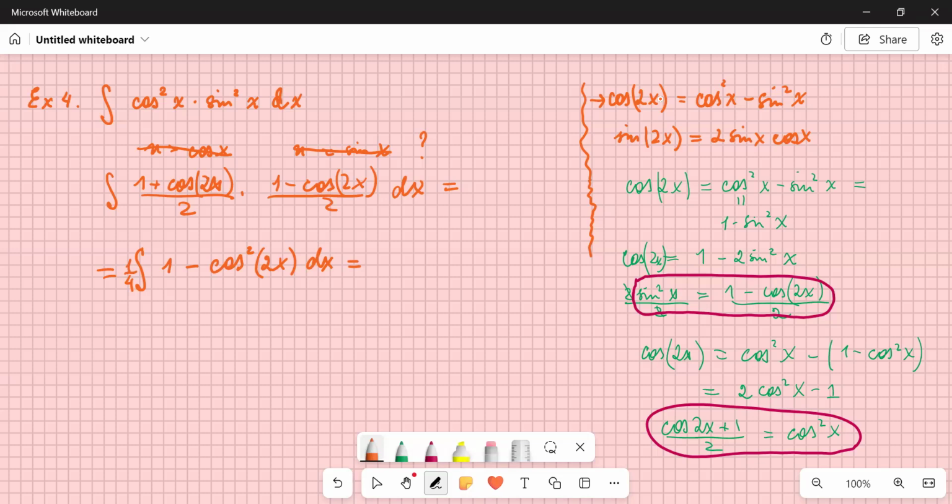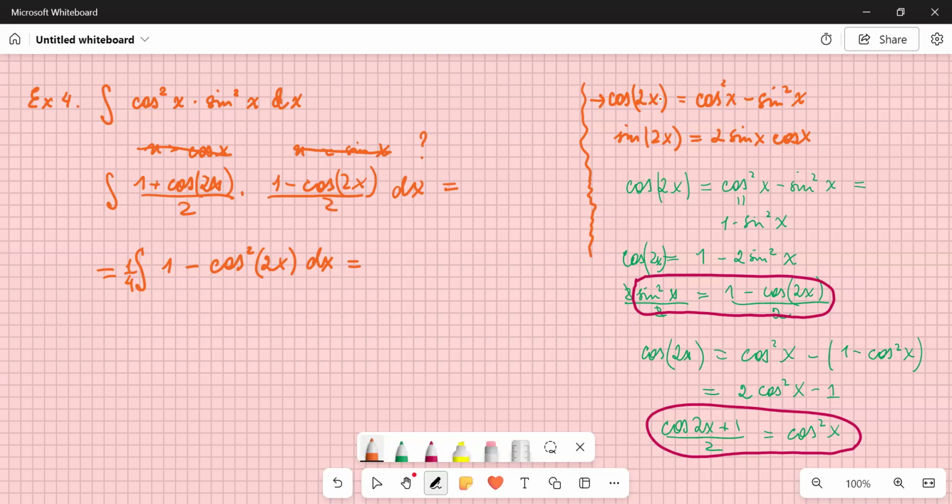So what should I do next? I can use the reduction formula, but you're supposed to know the formula and remember to use it, so I'm not going to do it. I'll try to use this double angle formula one more time.